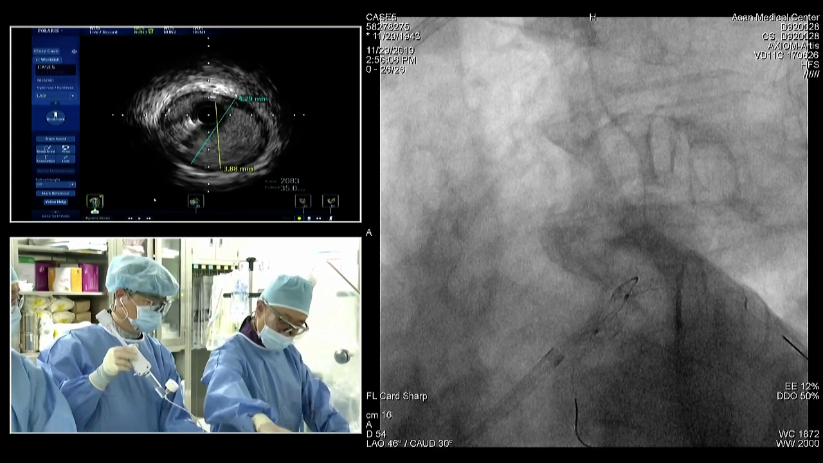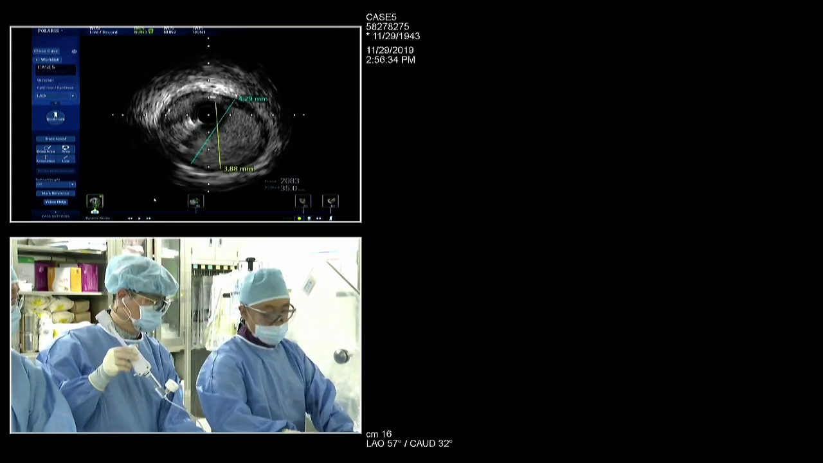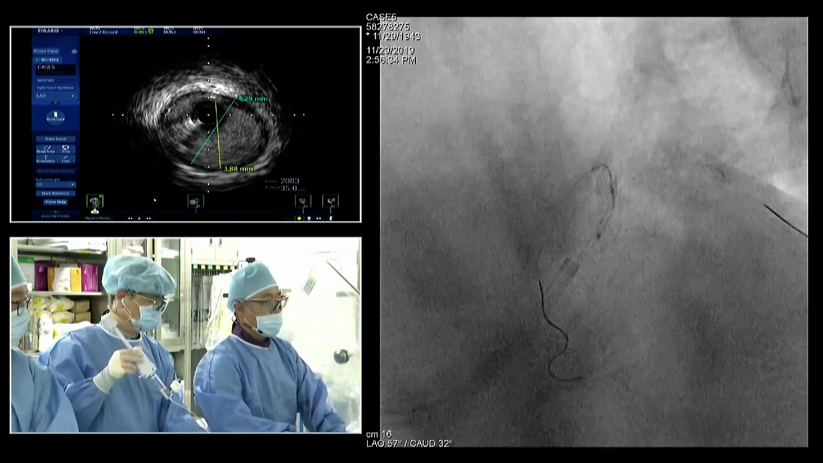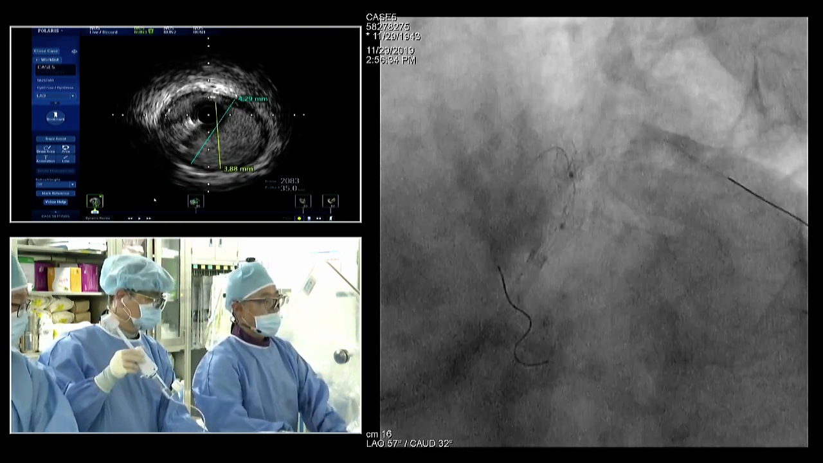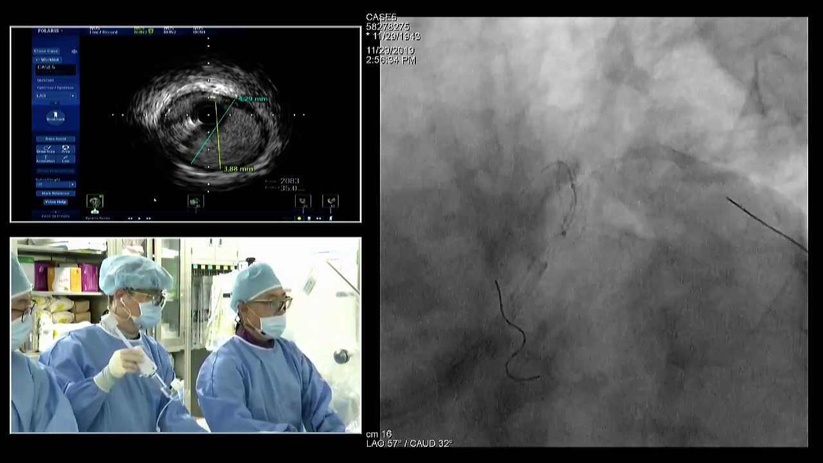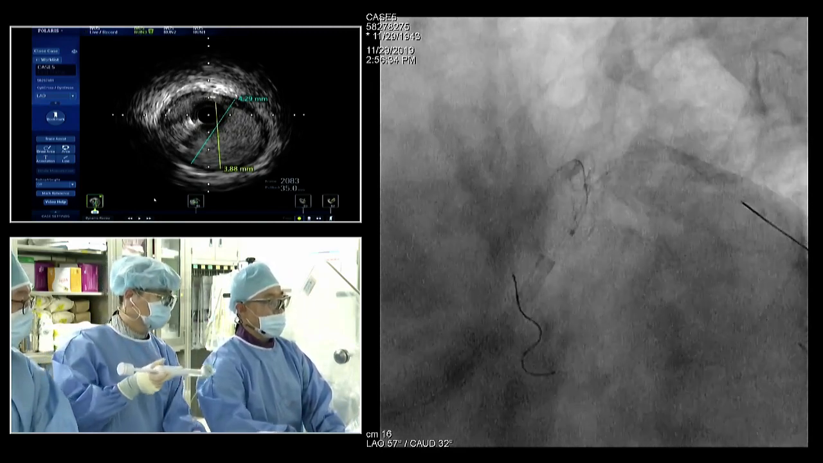So after the complete assessment of imaging, the whole procedure is very straightforward. There is no hesitation. If you decide on plan A, just go straightforward.